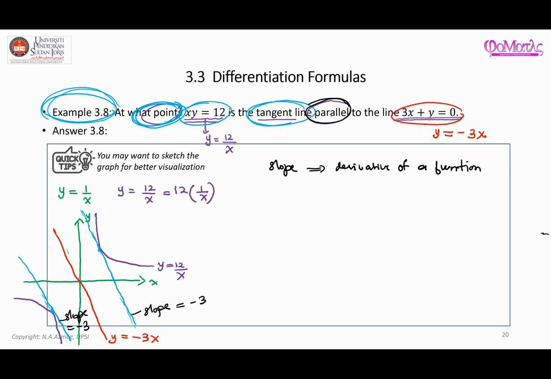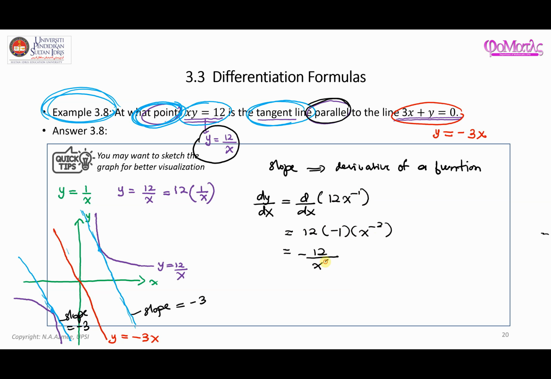We are looking to find the derivative of a function, so we start by finding dy/dx. The function given, I'm going to write in terms of 12x^-1. If you differentiate this function, you get 12 times -1 x^-2, which can be written as -12 over x squared. That is the derivative of this function. Because this is the slope, we're going to set the slope equal to -3. That is our next step.